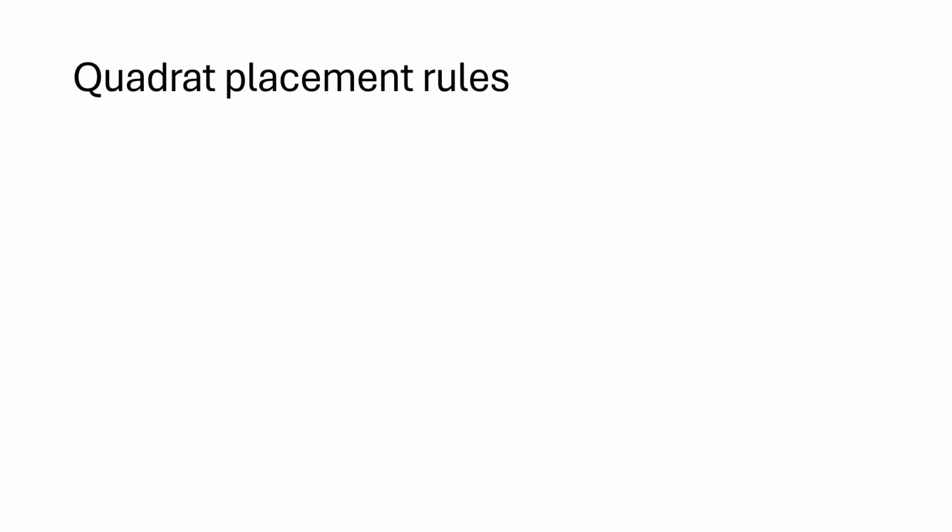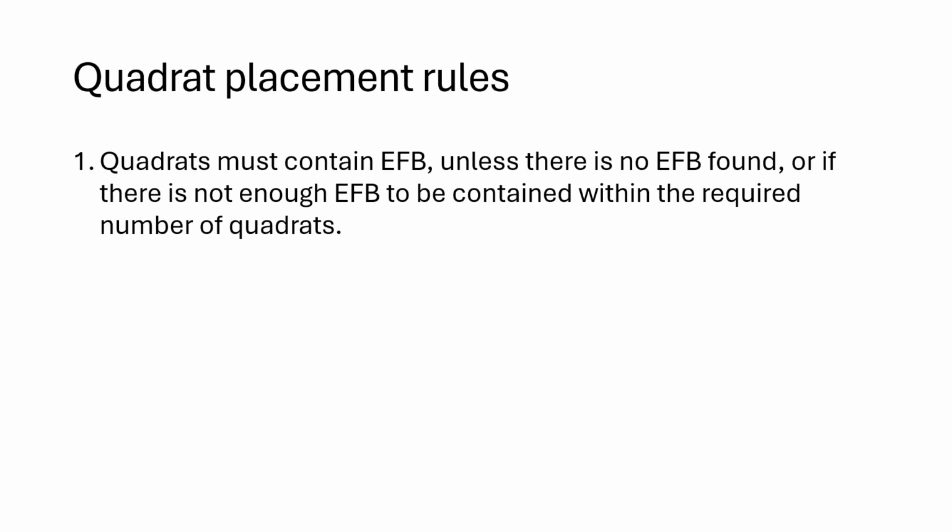There are 4 rules when placing quadrats for monitoring. Quadrats must contain EFB unless there is none found, or if there is not enough EFB in your management zone to be contained within the required number of quadrats.